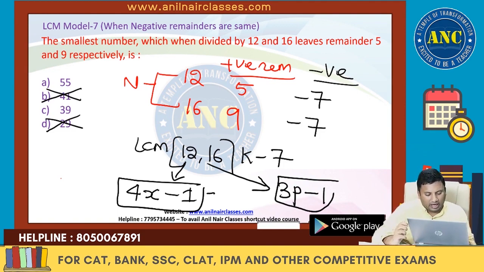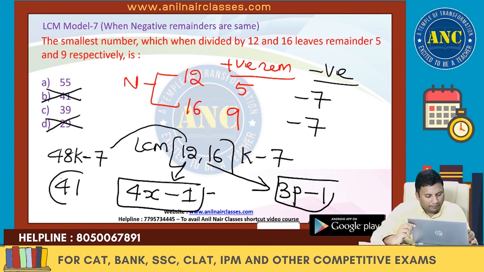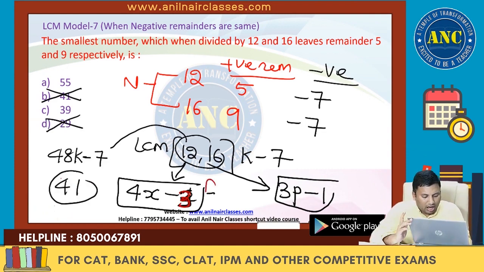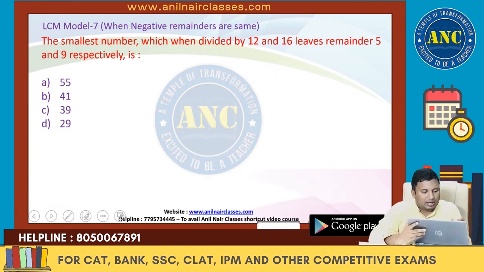I hope it is clear, right? 12 comma 16, so 48k minus 7, which is 41. Why did we eliminate these? 4k minus 3 it is. Sorry, why am I making a lot of silly mistakes? 4x minus 3 or 4p plus 1. I think I did some calculation mistake.